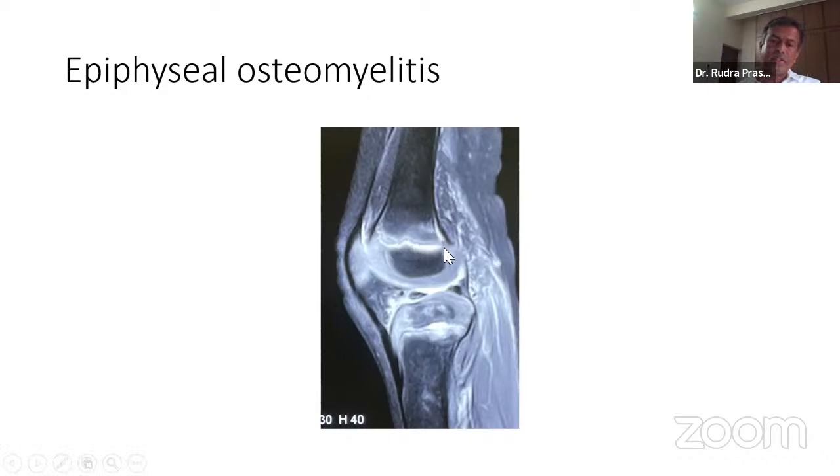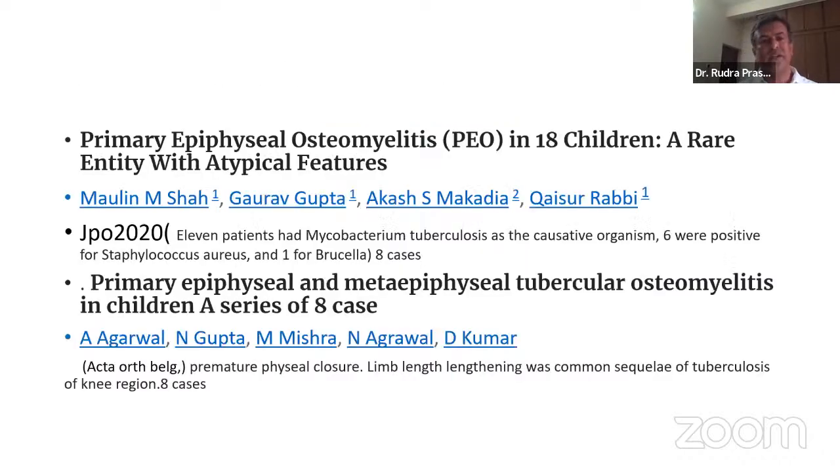So in this picture, you can see the signal changes in the proximal tibia, with some kind of destruction going on in the rotated area. If you don't identify them, they can land up with a very bad deformity later over a period of time.